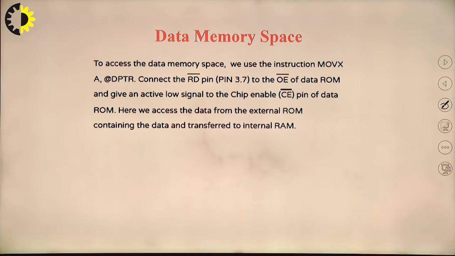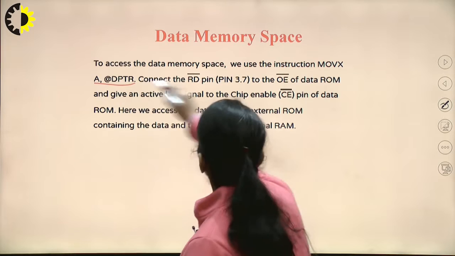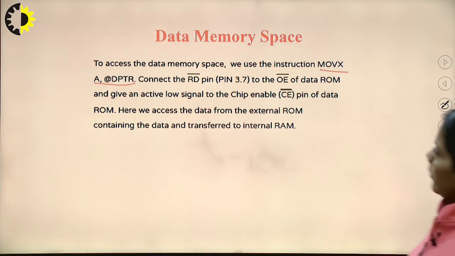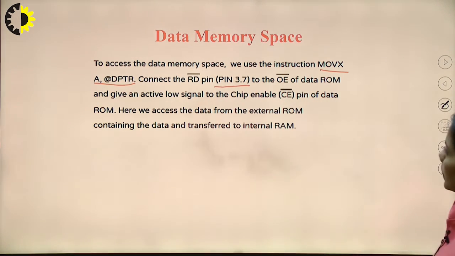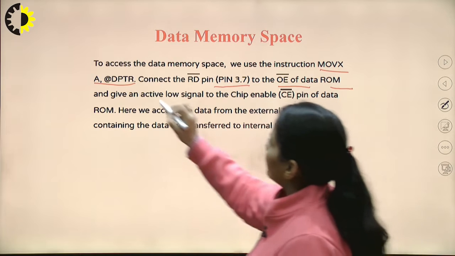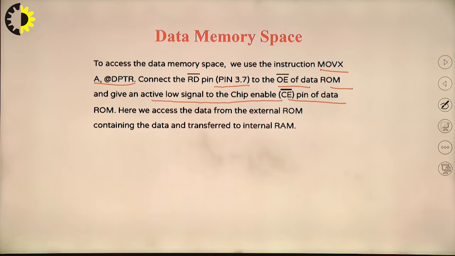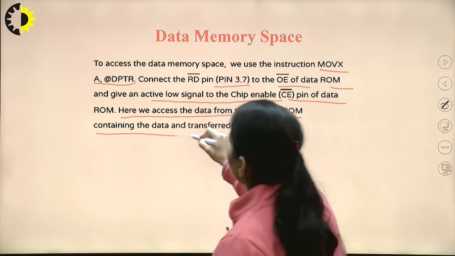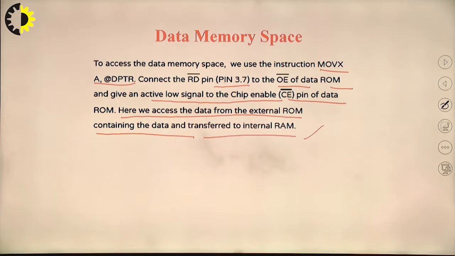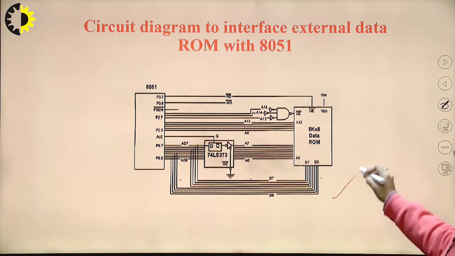Now, data memory space. To access the data memory space, we use the instruction MOVX A, @DPTR. Connect the read pin, that is pin number 3.7, to output enable of the data ROM and give an active low signal to the chip enable, that is the CE pin of the data ROM. Here we access the data from the external ROM containing the data and transfer it to the internal RAM. So this is the circuit diagram similar to the one previously shown.